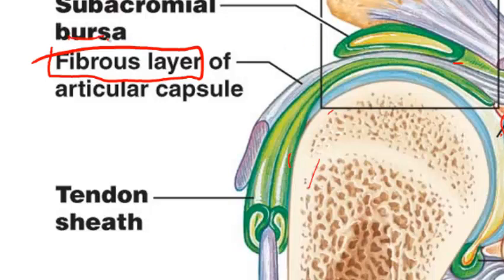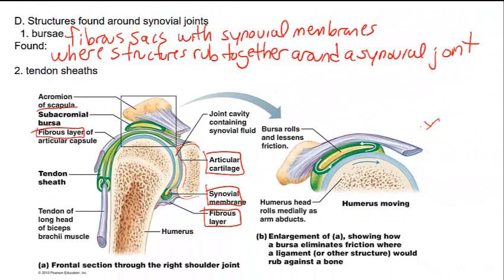So here's a bursa right here. It's called the subacromial bursa because it's below the acromion. And you can see it is a sac of synovial membrane with synovial fluid in it. So what the bursa does, if we look over to the picture on the right, is it situates itself between two things that are going to rub against each other as this joint moves.